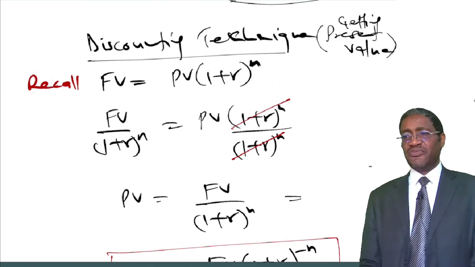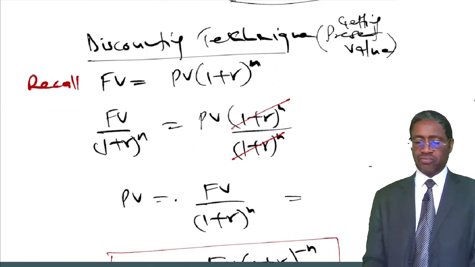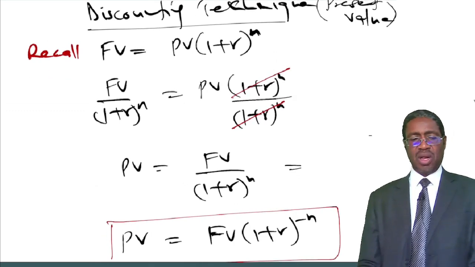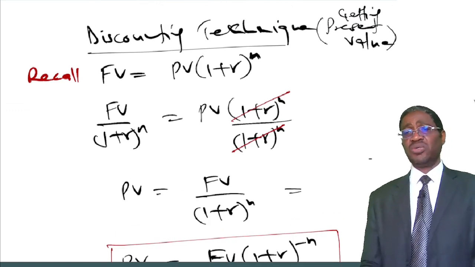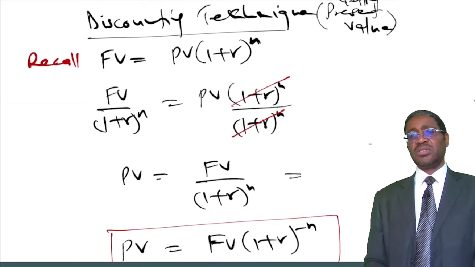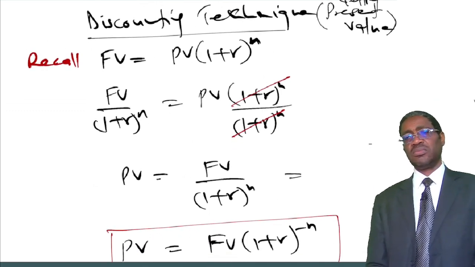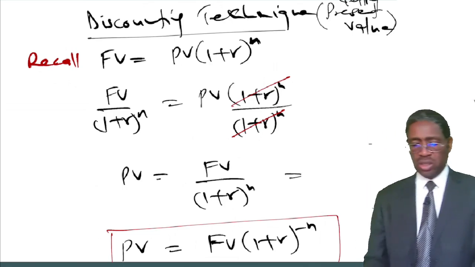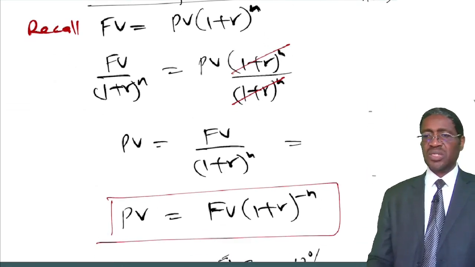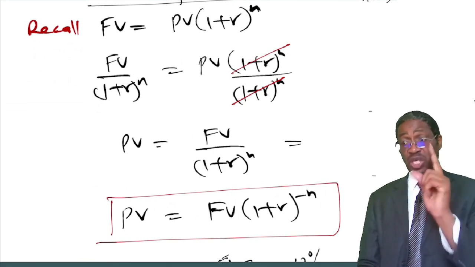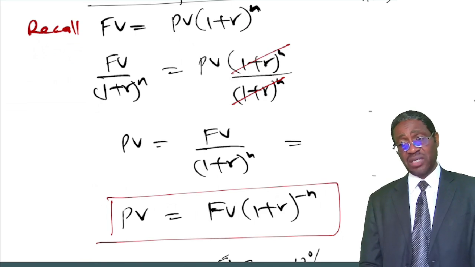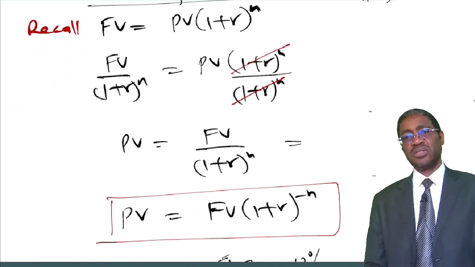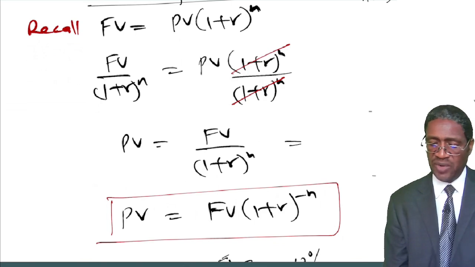Okay, so that is the formula. The technique is discounting, getting present value. Then we are recalling. From the recall of the future value formula, we are developing that.